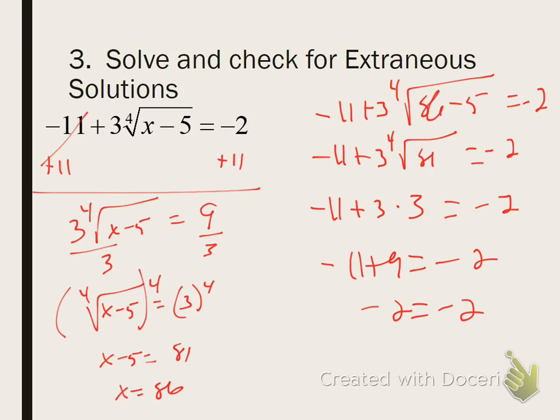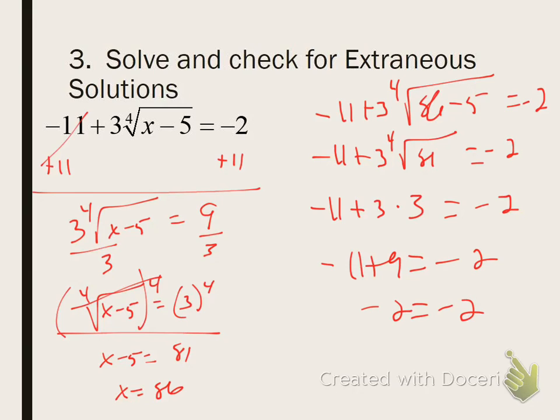Okay? So there you go. You have to get the radical by itself. Add 11, then divide by 3, and you get this. Get the 4th root of x minus 5 equals 3. Then we got to take the 4th power of both sides. The exponent and radical eliminate each other. We get x minus 5 equals 3 to the 4th, which is 81. Add 5 is 86. And you can see where I checked my solution over there. It is not an extraneous solution, so we're in good shape there.